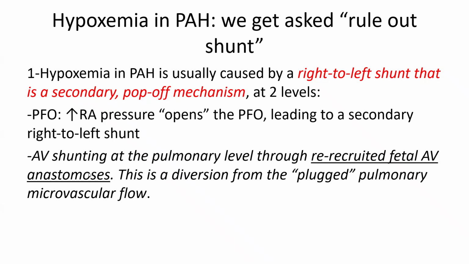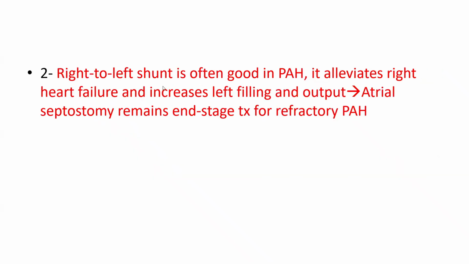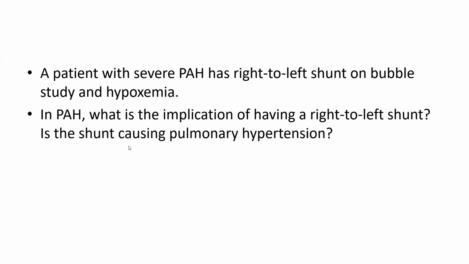So you will inherently get arteriovenous shunting at the pulmonary level and at the PFO level as a pop-off mechanism for pulmonary arterial pressure and for RV failure. Number two, right to left shunt is often good in PAH. It alleviates right heart failure and it increases left filling and output. That's why atrial septostomy remains an end-stage treatment for refractory PAH.